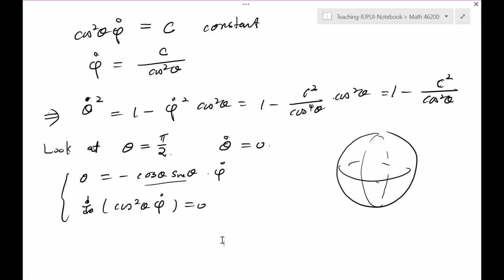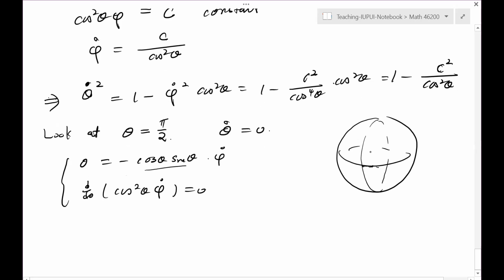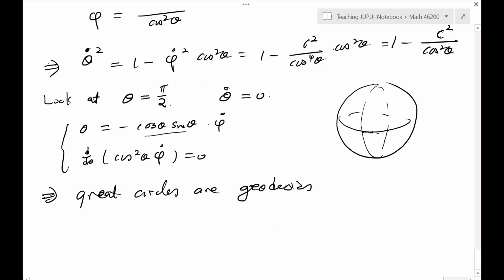That's very important. And on the sphere, you can put the circle in any position. So that's why great circles are geodesic. My conclusion is great circles are geodesic according to our definition. There are several ways to prove the great circles are geodesic. This is one of them.